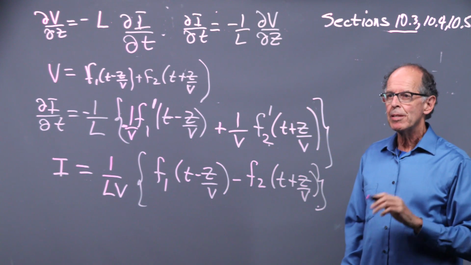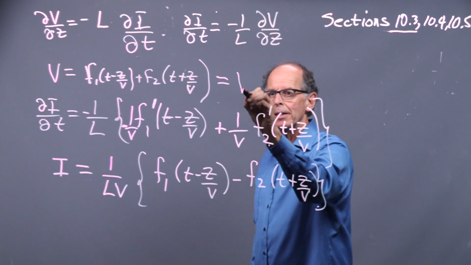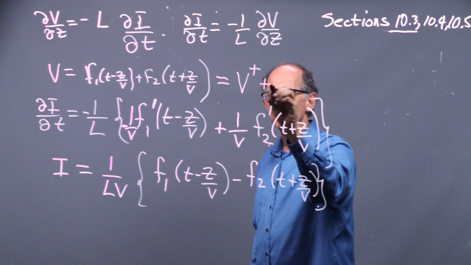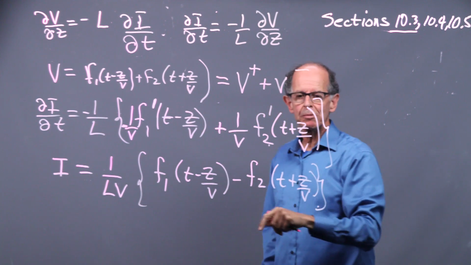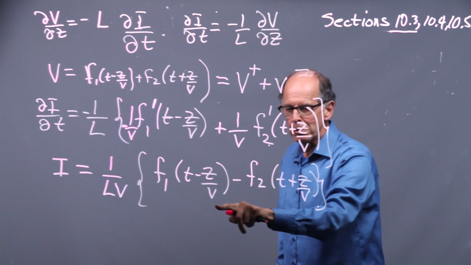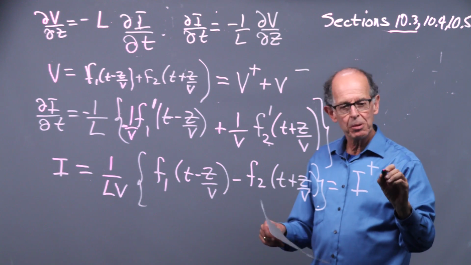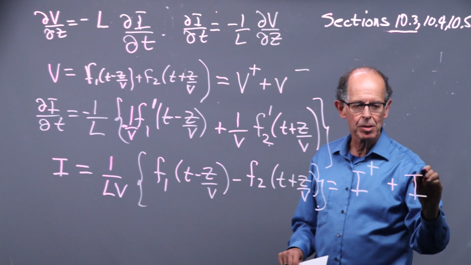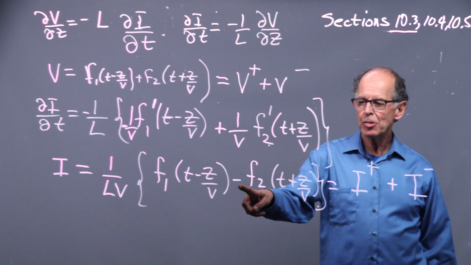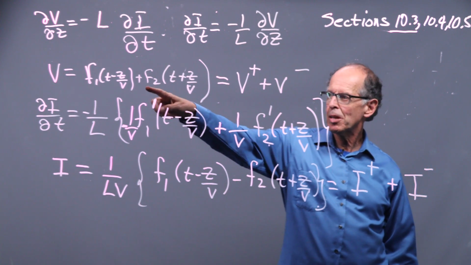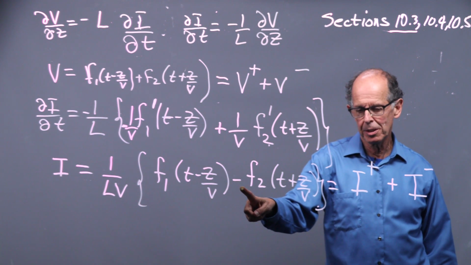Now, this is where the complications come in with all this analysis. This is V plus, V minus. Forward traveling voltage wave, backward traveling voltage wave, forward traveling current wave, plus backward traveling current wave. But notice the difference. First of all, there's a scale factor, and there's a minus sign. So compared with this, F2 has a plus sign in front, this has a minus. So there's a polarity reversal here.